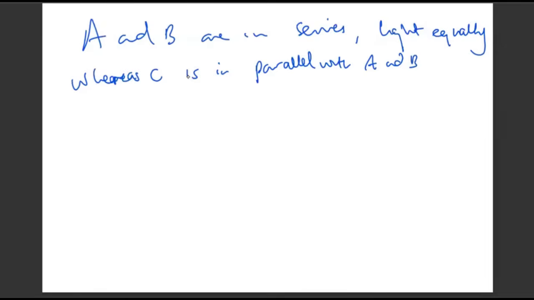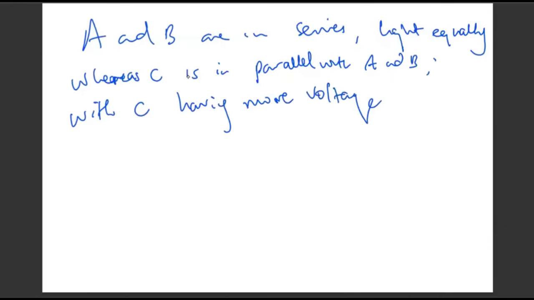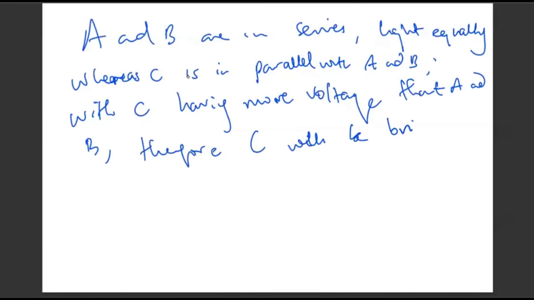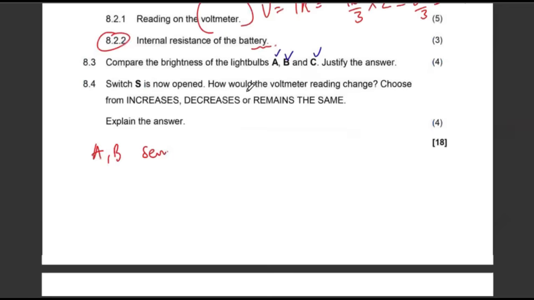Okay, so since A and B split and C doesn't, it's parallel to A and B, with C having more voltage than A and B. We say the voltage is the same for both A and B, but the total of A and B gives us C. Therefore, we're saying C will be brighter than A and B. So any explanation around that? We could use the current situation, the voltage, or anything.